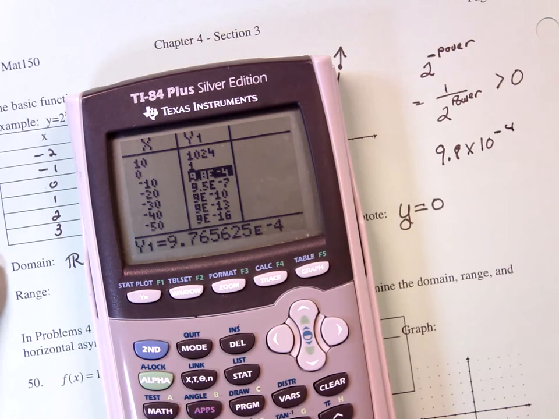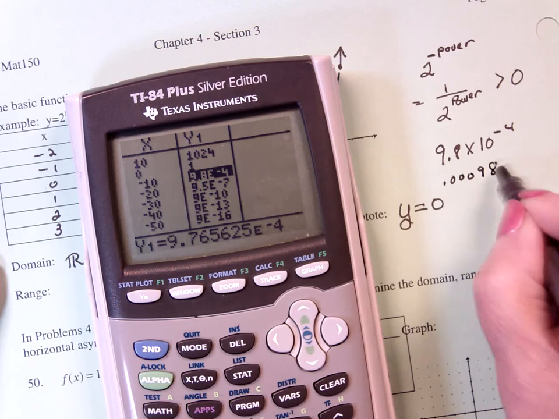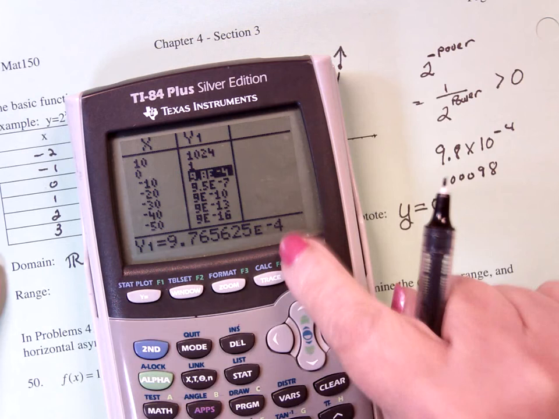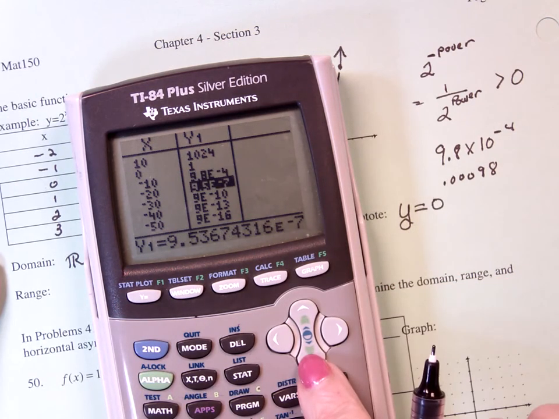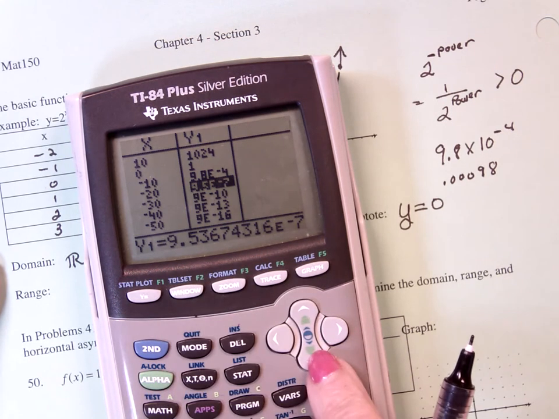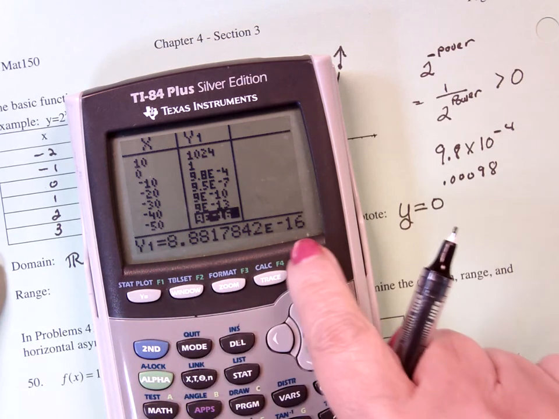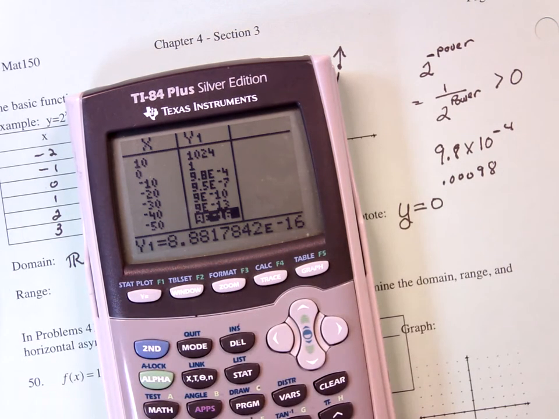That's scientific notation, which is 0.00098. So it's going to have, but that's a 4, there are 3 zeros in front. If I come down, that's a 7, there are 6 zeros in front of that 9. I come down here, and this is x to the -50. You notice there are 15 zeros in front of that 8. That's getting very, very close to 0.